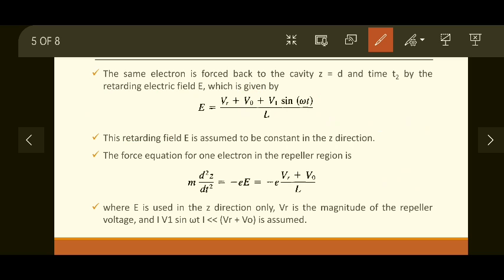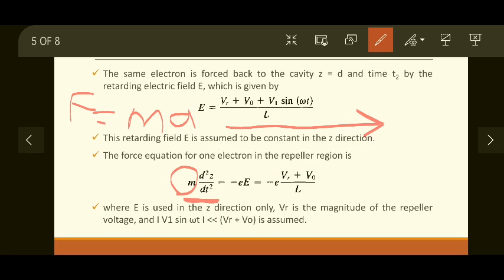Now how has this equation come? We know that force is equal to mass into acceleration. So mass of electron m, acceleration is d2z by dt square. Now how d2z by dt square? Z is the direction in which it is traveling, that is calculated in distance, z is equal to d.